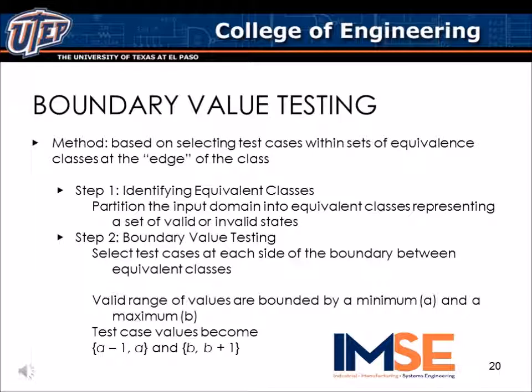Step 2 is boundary value testing. This is applying boundary value testing. It requires a selection of test cases at each side of the boundary between equivalent classes. So for a valid range of values bounded by a minimum alpha and a maximum bravo, the test case values should be alpha minus 1, alpha, and bravo plus 1.